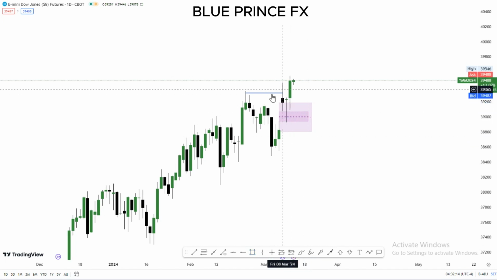So now we expect the market, after running this liquidity to the upside here, to come into the volume imbalance and into this gap before going up and taking out this high again, right? So now we know that our bias is bullish.